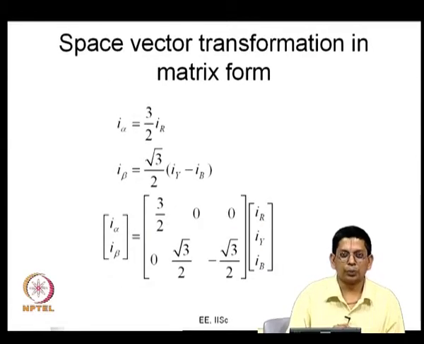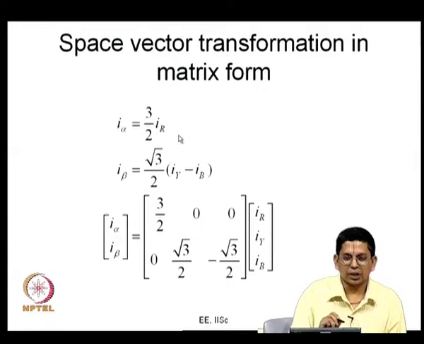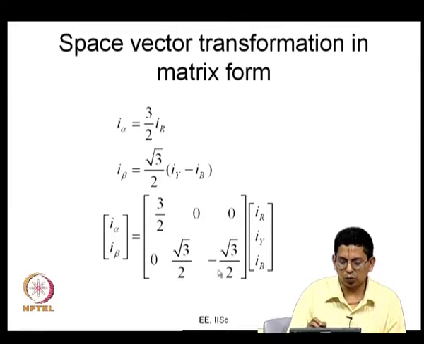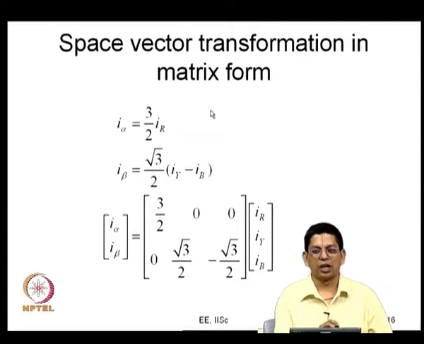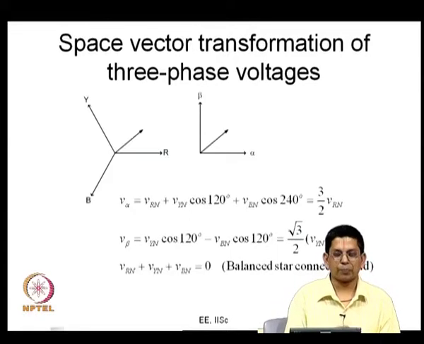That is what is reproduced here. I alpha is equal to 3 by 2 times I r and I beta is equal to root 3 by 2 times I y minus I b. So, we can just simply write this in a matrix form. You can write I alpha, I beta, and this is 3 by 2, 0, 0 on the first row, and 0, root 3 by 2 and minus root 3 by 2, multiplied by another matrix I r, I y, I b. So, I alpha is 3 by 2 times I r, I beta is equal to root 3 by 2 I y minus root 3 by 2 I b. So, this is space vector transformation of 3 phase currents. I have just given this in a matrix form here just for convenience; sometimes you might find that convenient.